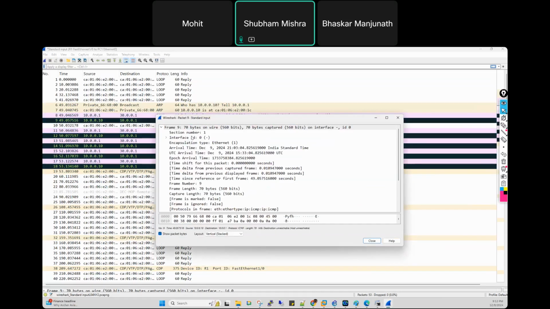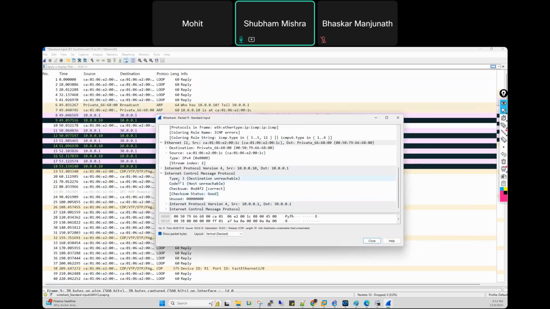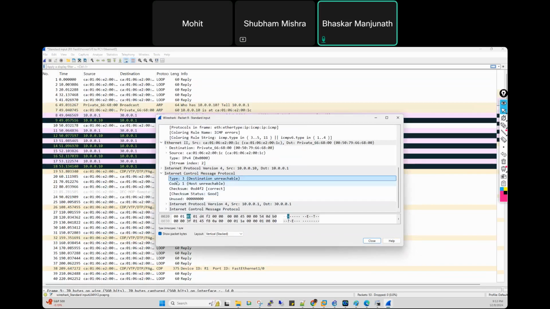What is the router doing? See, the router is generating an ICMP packet. What is this? Type field is 3. I told you in your CCNA class that there are 2 types of ICMP packet, either ICMP request or ICMP reply. Type field is 0 or type field is 8. 8 means request and 0 means reply. But here we are seeing type field is 3. 3 means destination unreachable.